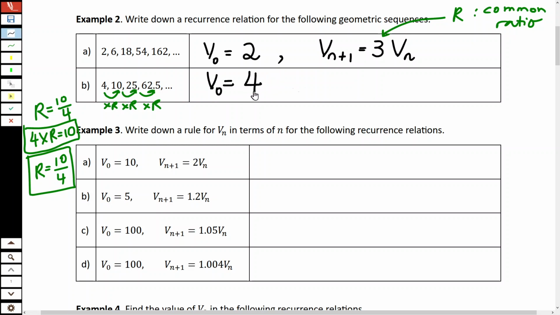V naught equals 4. R equals 2.5. Very good. So Vn plus 1 equals 2.5 times Vn.